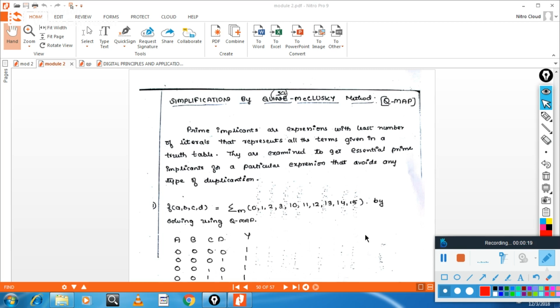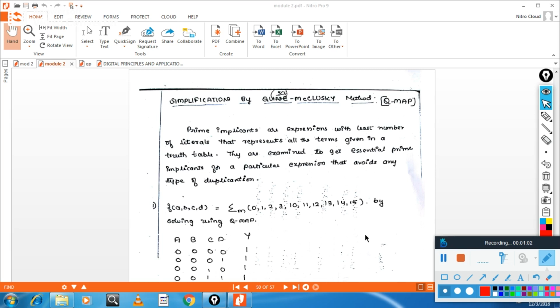As I said in the last session, the first question is, what is the difference between QMAP and KMAP? Why do we have to go for QMAP? See, in KMAP the simplification entirely depends on the user's ability of grouping ones or zeros. Second, as the number of input variables increases, the simplification becomes complicated. So in order to avoid this, we are using QMAP.